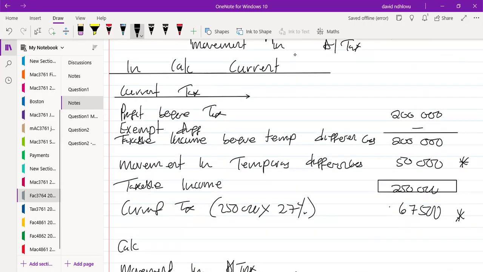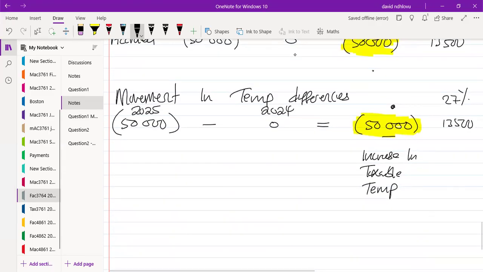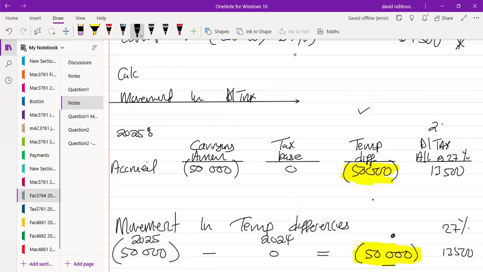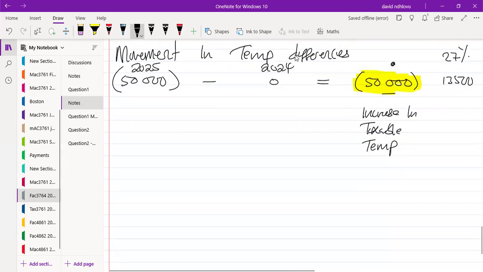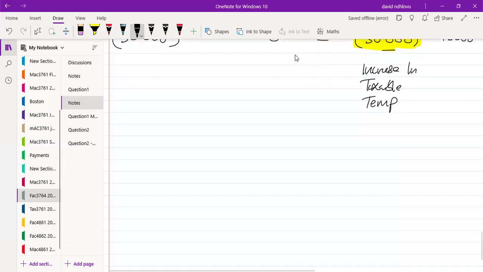Right, are we understanding it? I wanted to try and simplify it for you before we go to a proper question. But any question, are we understanding this? I want you to remember something.